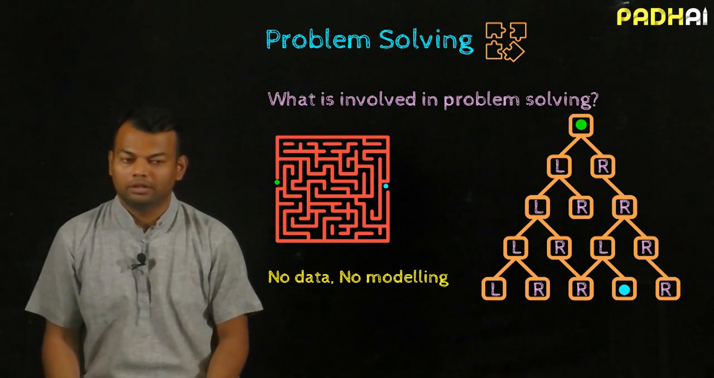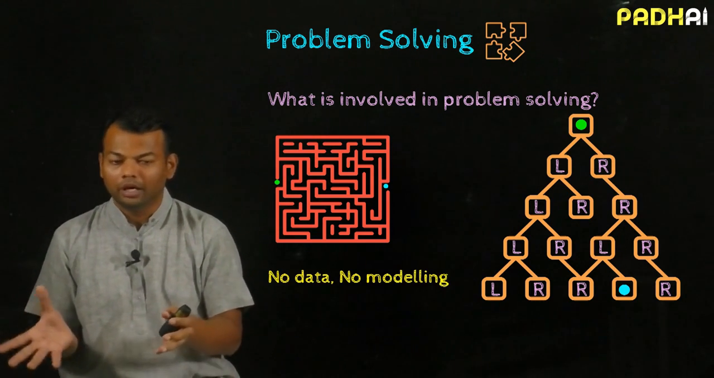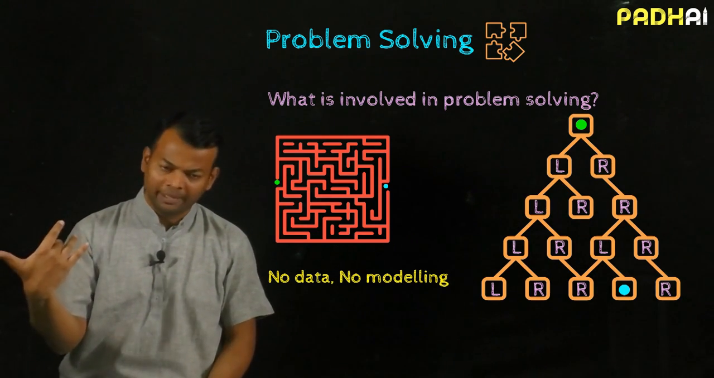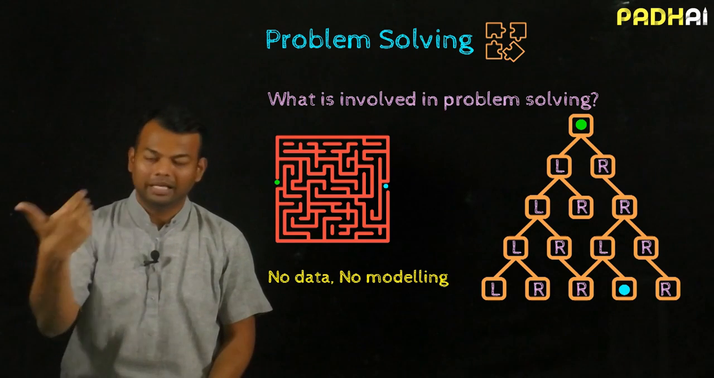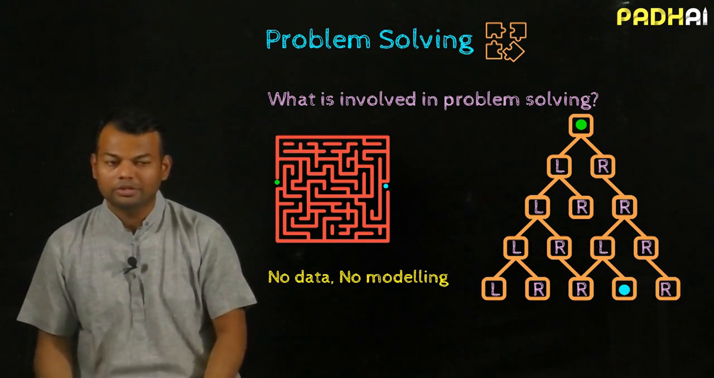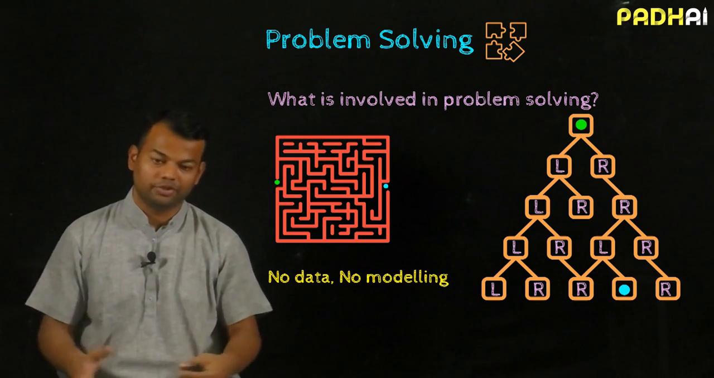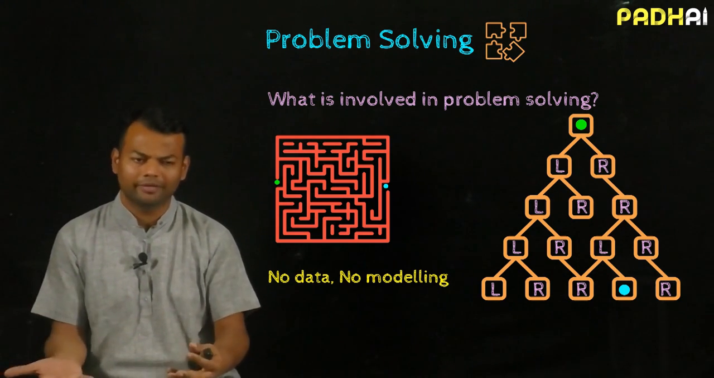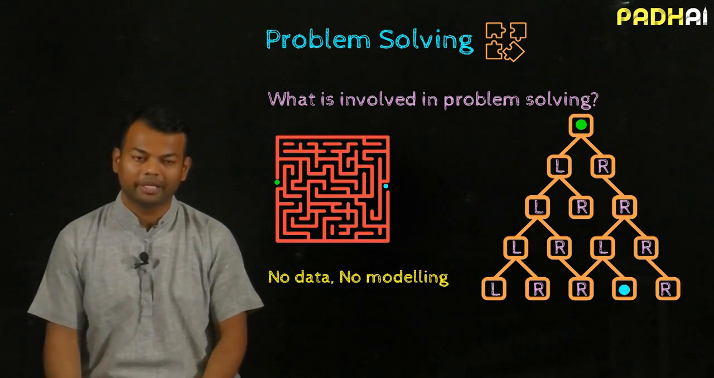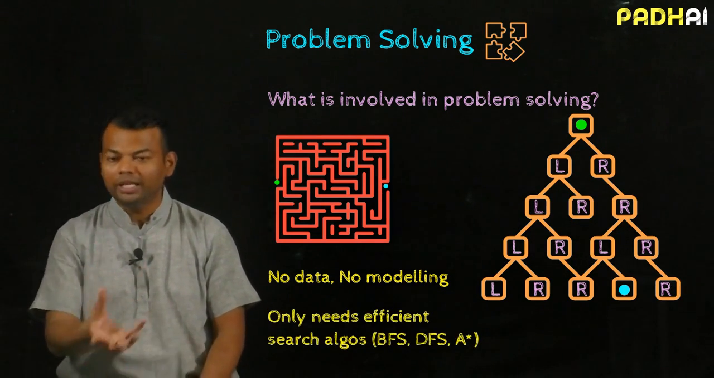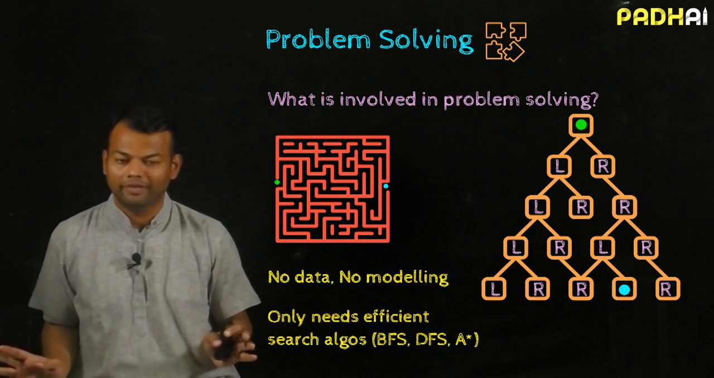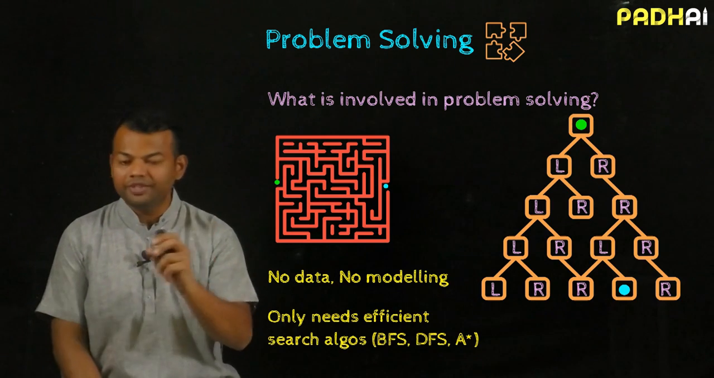Here there is no data. I'm not really learning from large amounts of data here. I'm not really showing the agent multiple instances of the game or anything which has happened in the past. There's no modeling also. I'm not trying to say that there's some underlying data distribution, or there are some relations here or anything of that sort. This is very different from what we saw in statistical modeling or algorithmic modeling. And the only thing needed here in such simple, well-defined games, where the rules of the game are very well known, is efficient search algorithms.